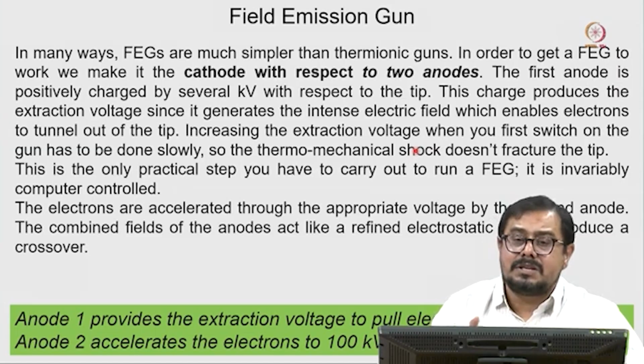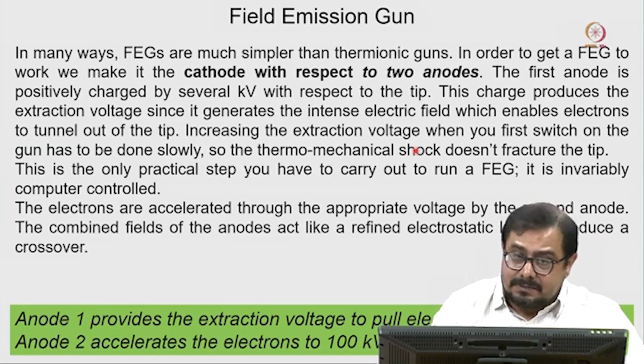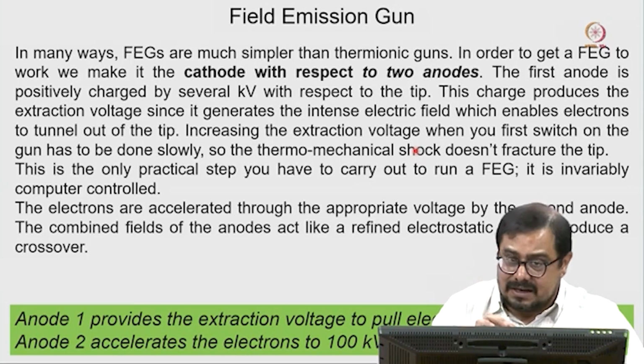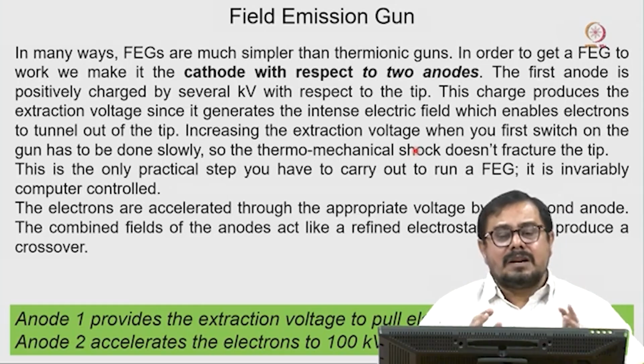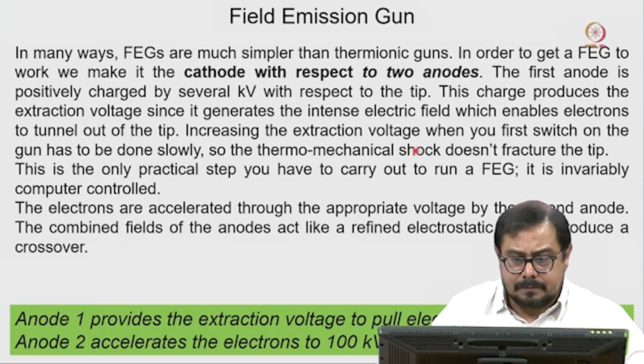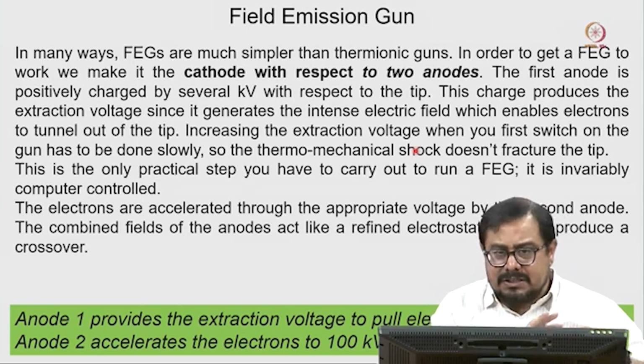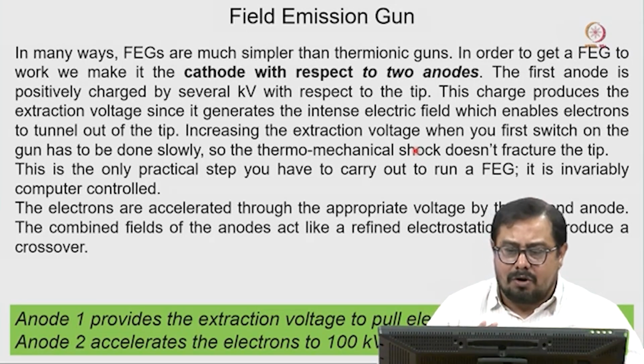Now comes another thermionic emission source, the LaB6 filament. LaB6 is lanthanum hexaboride. It is a crystal, and its work function is much lower than any other filament. We will discuss the LaB6 filament and the XPEG also.